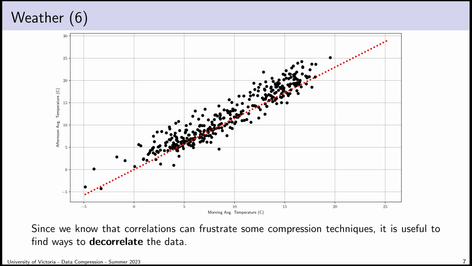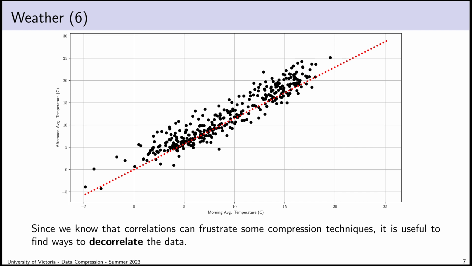Now, I know already that correlations can frustrate a lot of compression techniques, and we know this going back way into the lossless stuff. For example, if we want those nice assurances about the smallest number of bits we can use for entropy coding, we would prefer that each of our things be independent from the previous thing. And that's obviously not happening here. There are other reasons why the correlation can be troublesome.